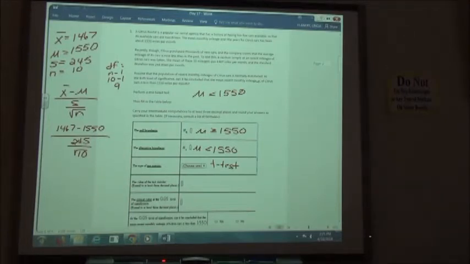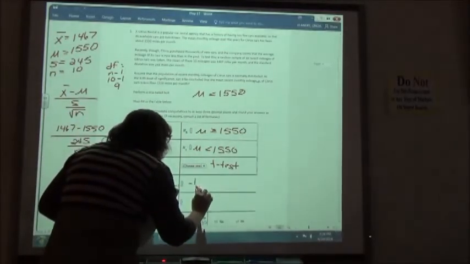Okay, are you using the Alex calculator? Yeah. Okay, so we are going to do 1467 minus 1550. Then we're going to highlight that and do the divided by. On the bottom, we're going to do 245 divided by the square root of 10. So when I have more than one thing with adding and subtracting and we want the whole thing divided by something, then we're just going to highlight it. So we end up, to 3 decimal places, with what number? Negative 1.071.